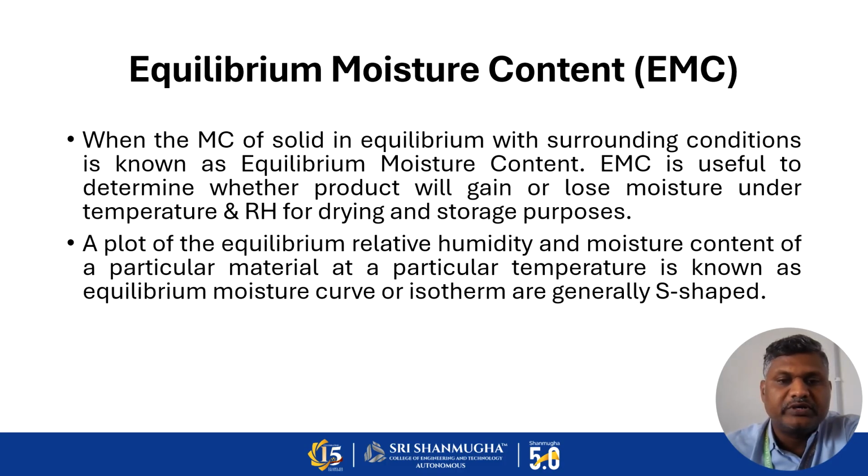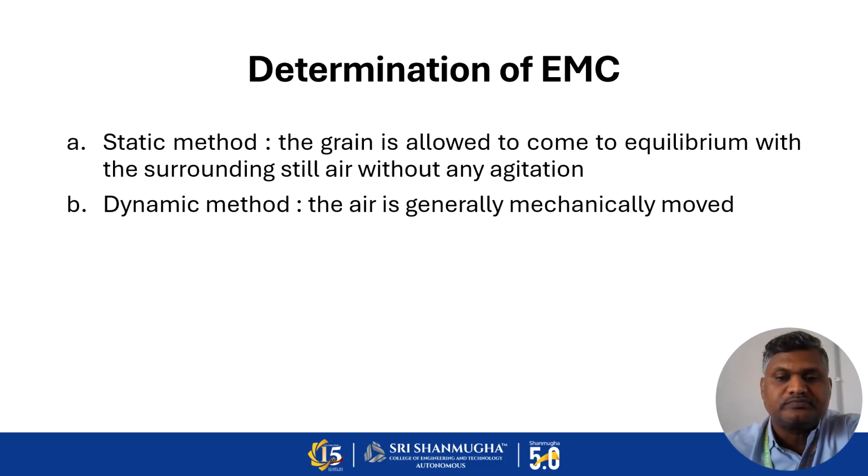EMC is useful to determine whether a product will gain or lose moisture under given temperature and RH for drying and storage purposes. A plot of the equilibrium relative humidity and moisture content of a particular material at a particular temperature is known as the equilibrium moisture curve or isotherm, which is generally S-shaped. This curve is graphically represented and shown as an isotherm, an equal thermal curve, and it is in the shape of S, so it is called the S-shaped curve.